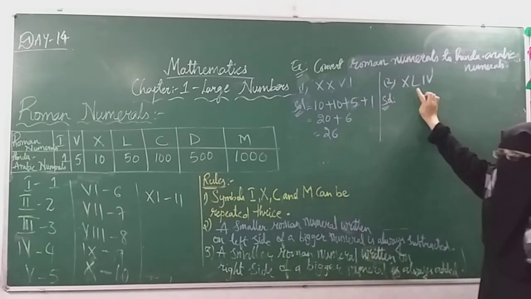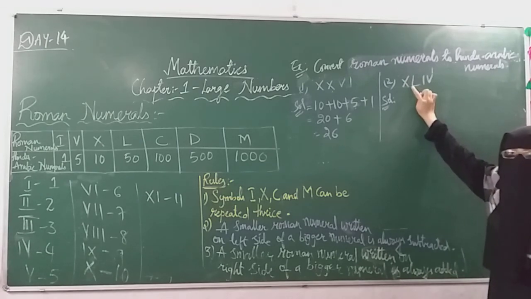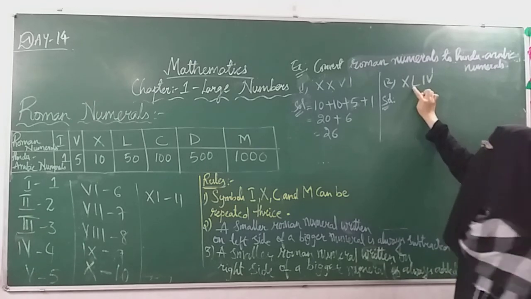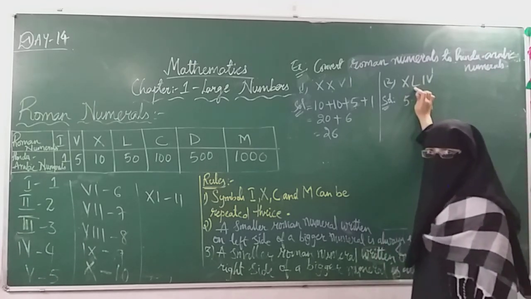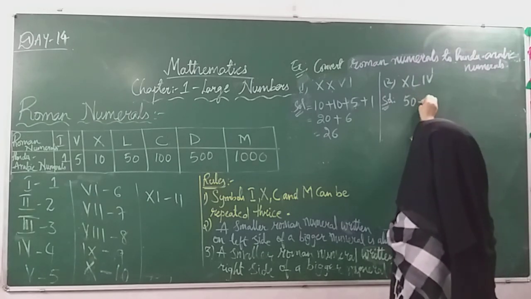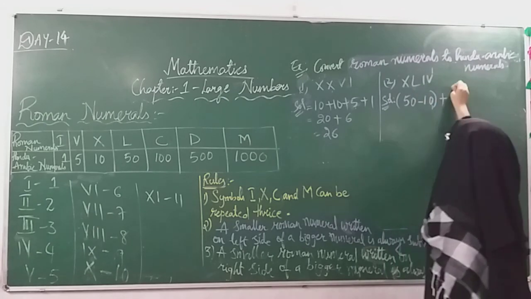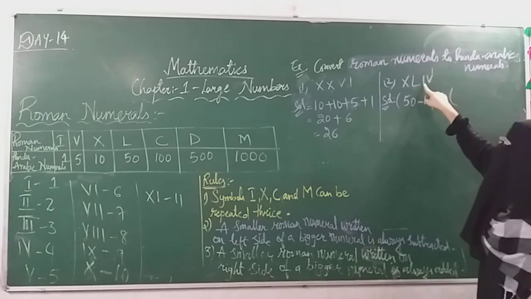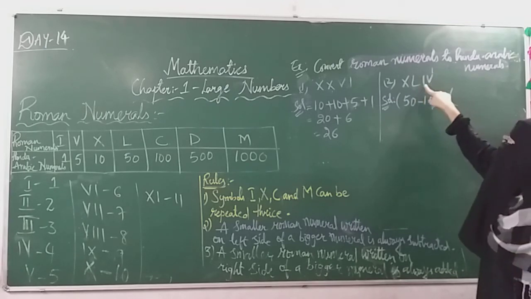See, just now I showed you, if we get a smaller Roman numeral to the left side of the bigger Roman numeral, what will we do? We will do subtraction, right? So here I am doing that only. I am taking 50 first. L stands for 50. I am taking the bigger numeral. 50 minus X, which stands for 10. Okay. Plus, I am putting a plus symbol because we are adding this. This one is I, meaning 1. Then IV, we are writing here.